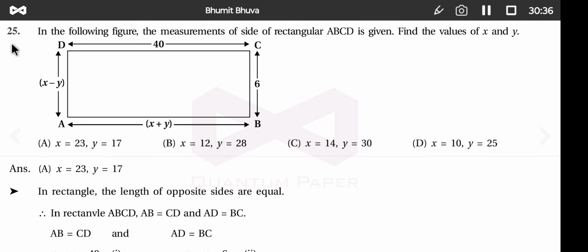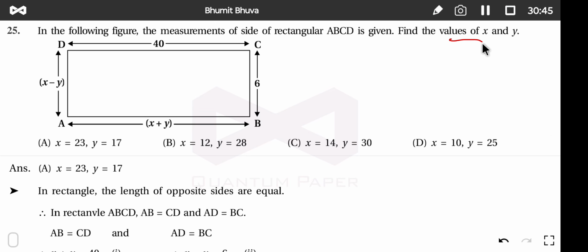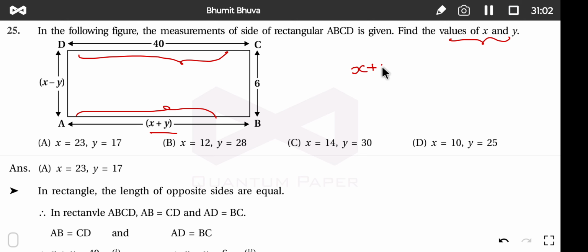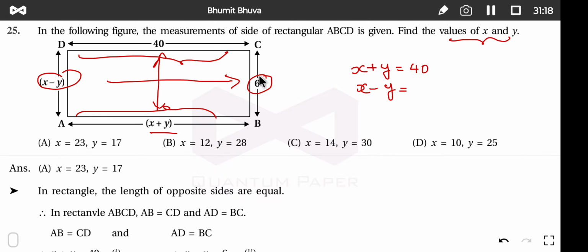Okay, look at the last question. One rectangle ABCD is given. We have to find the value of x and y. In a rectangle, the opposite sides are equal. So AB is given as x plus y, and it is the same as 40. These two sides are equal. Similarly, this AD side, x minus y, is equal to its opposite side CB, which is 6.